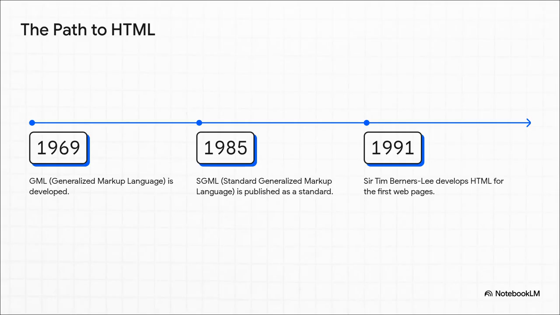And what's super interesting is that HTML didn't just pop into existence. It's got a family tree. It actually grew out of ideas from way back in the 60s with a thing called GML. That evolved into a much bigger standard, SGML. And then, in 1991, Sir Tim Berners-Lee took those ideas and tweaked them to create HTML specifically for his brand new invention, the World Wide Web.